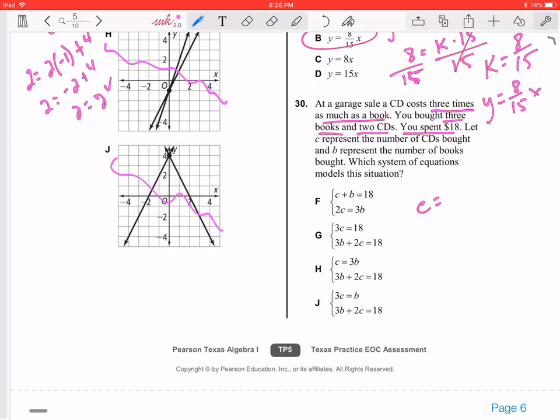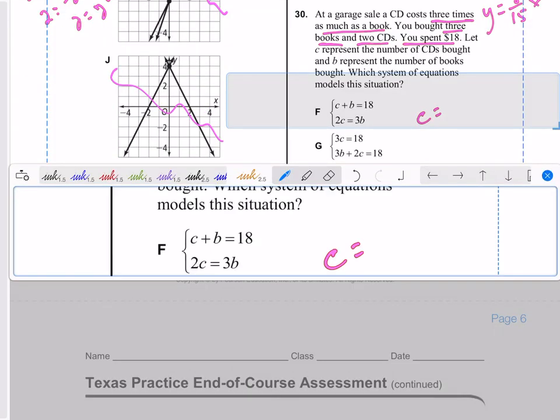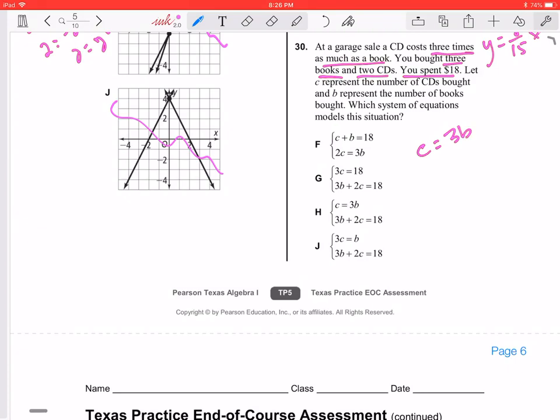So C is going to be equal to, we bought 3 times, so it costs us 3 times as much as a book. So C is going to be equal to 3B, right? Now that's our first equation, okay, because it says write a system of equations to model the situation. Then it says you bought 3 books, so that's going to be 3B, plus 2 CDs, so that's 2C, is equal to the money that we spent, which is $18.